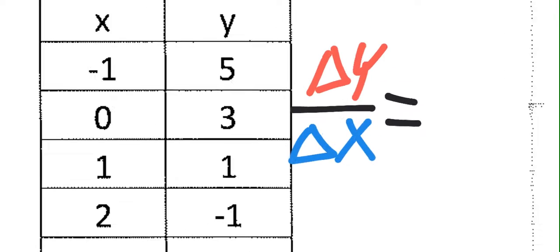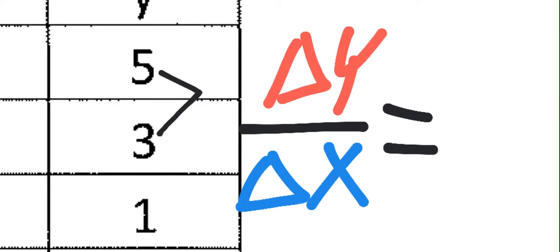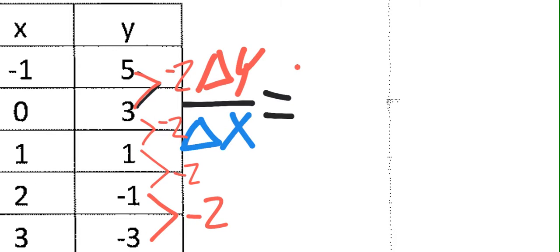We'll look at the y values first. Y from 5 to 3, change the color. 5 to 3, we went down by 2. From 3 to 1, we went down by 2. From 1 to -1, down by 2. And -1 to -3, down by 2. So change of y is clearly going to be -2.